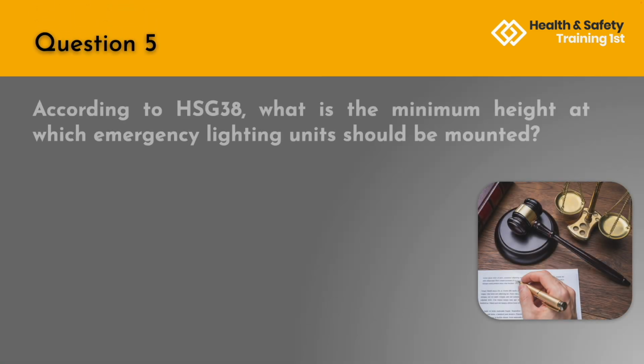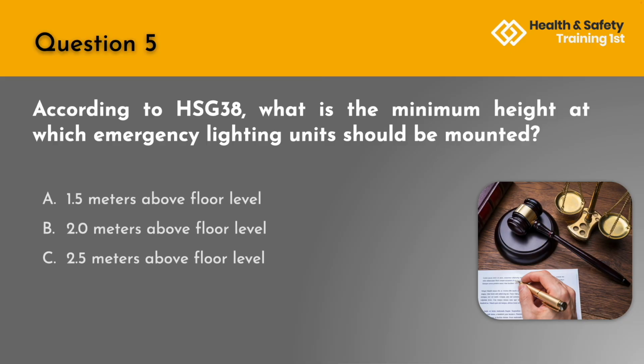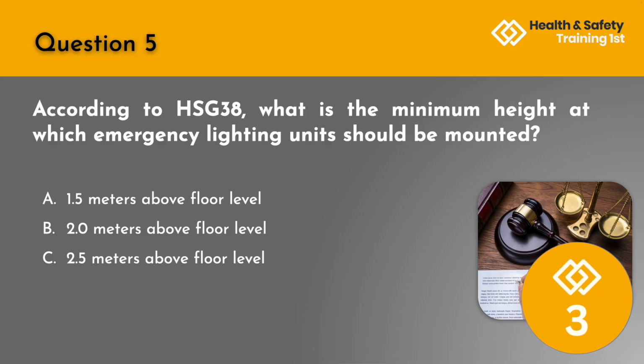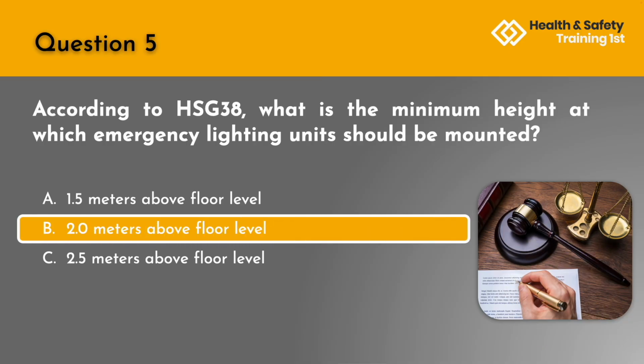Question 5. According to HSG 38, what is the minimum height at which emergency lighting units should be mounted? A. 1.5 metres above floor level. B. 2 metres above floor level. Or C. 2.5 metres above floor level. The correct answer is B. 2 metres above floor level.